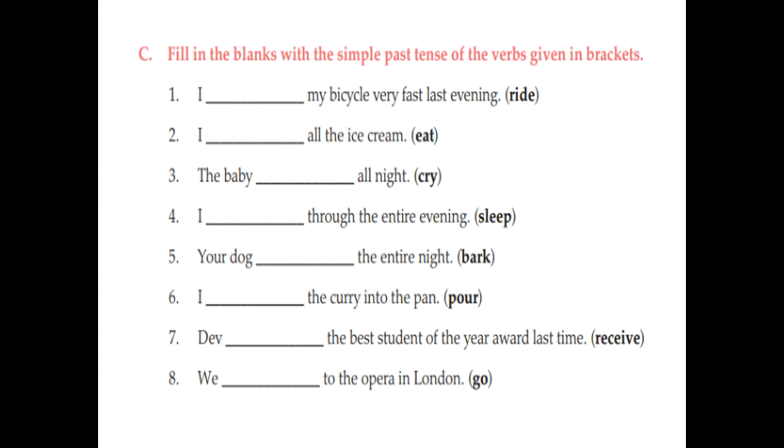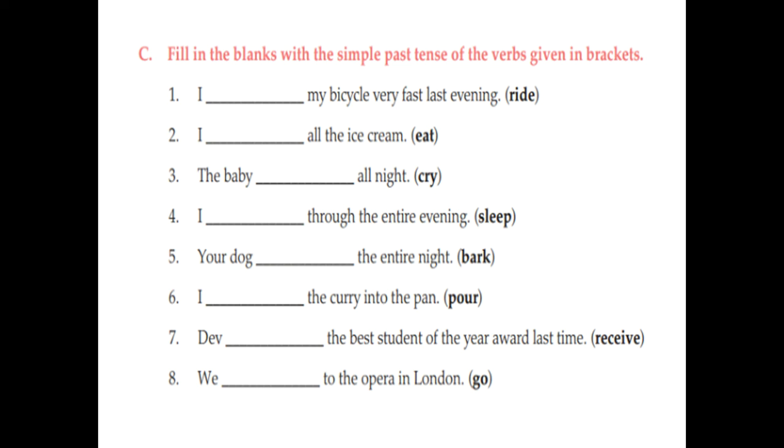Next, go to section C. Fill in the blanks with the simple past tense of the verbs given in the brackets. So here, what is meant by past tense? Past tense means the action which has already happened. So it was completed. Go to the first one.